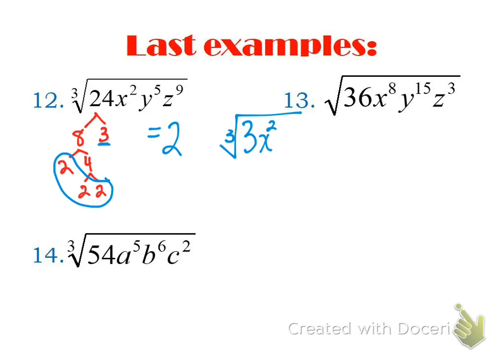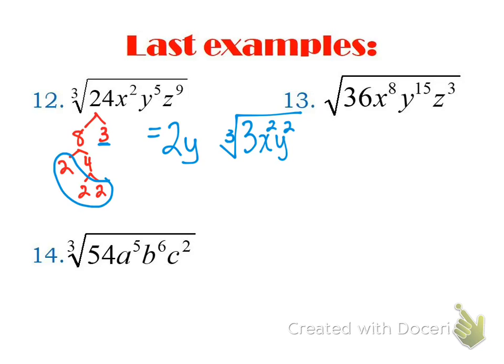Y to the 5th is how many y's? 5 of them. We're looking for groups of 3. How many groups of 3 would we find? 1 of them. So 1 y comes out. How many are left over? 2 of them are left over. So y squared stays in. If you still need to write them out, like write out 5 y's, circle 3 of them, that's fine.